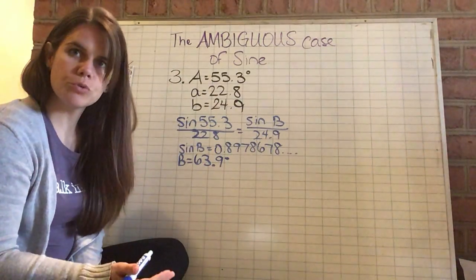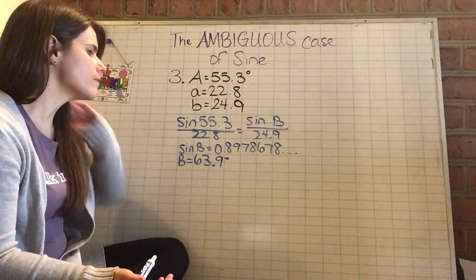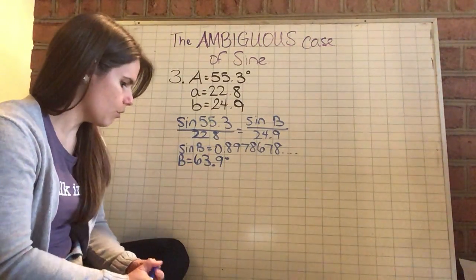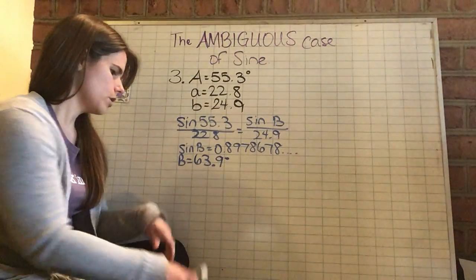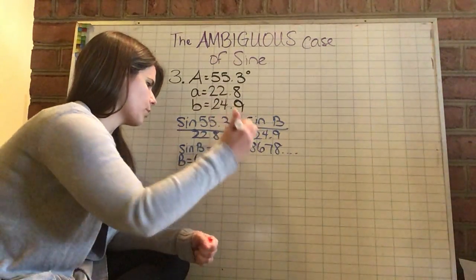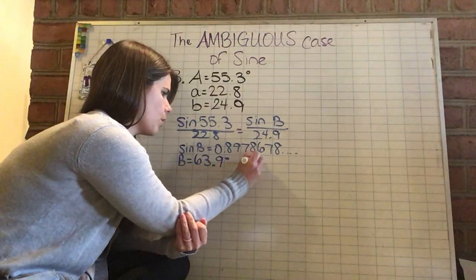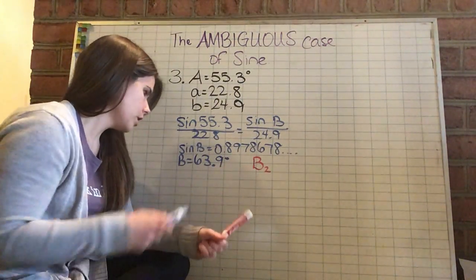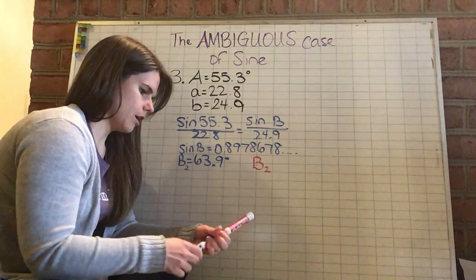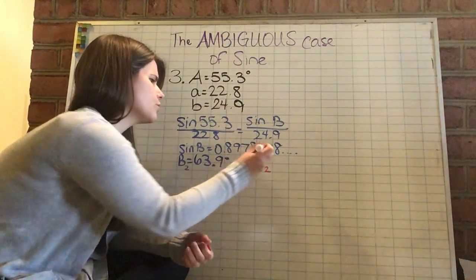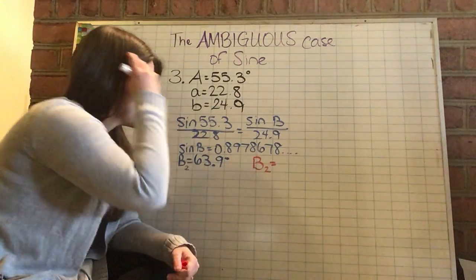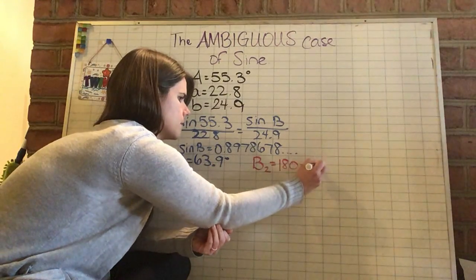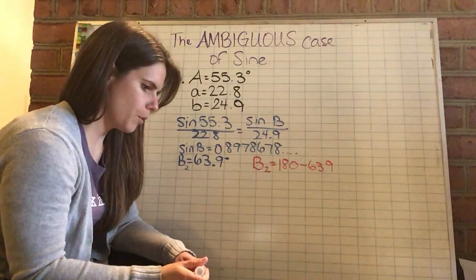Because we had two sides and one angle, we have to realize that there is a possibility of a second angle or a second triangle. So I'm going to go over here in a different color to try and keep things separate and say, all right, well, triangle 2, if we have a second triangle, is going to be the other angle. If I do 180 degrees minus 63.9, okay?